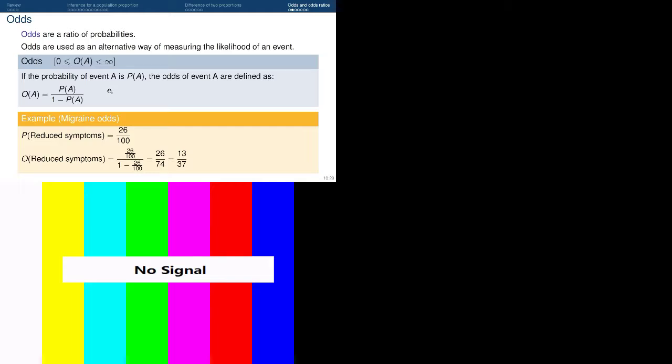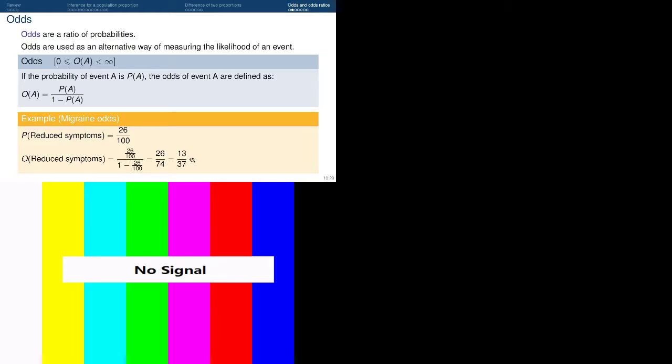All right, so looking at the migraine example, looking at those that had reduced symptoms. If we remember, there was 10 in the placebo group and 16 in the drug group. So the total number of people that had reduced symptoms was 26 out of 100. So the probability of having reduced symptoms was 26% or 0.26. And we can calculate the odds of having reduced symptoms as just probability of A divided by 1 minus the probability of A. So we end up with 13 on 37, which is a little bit more than a third.